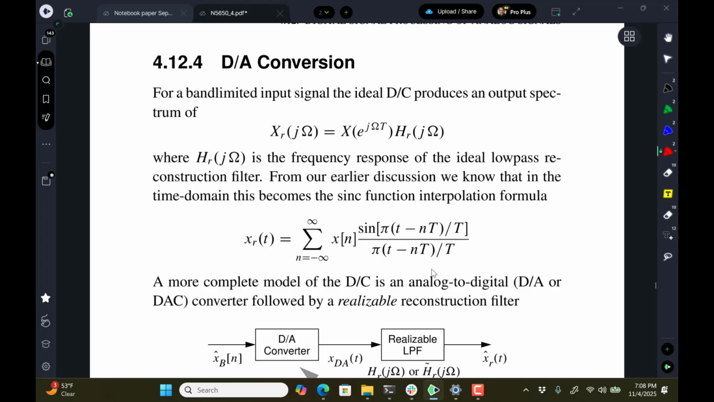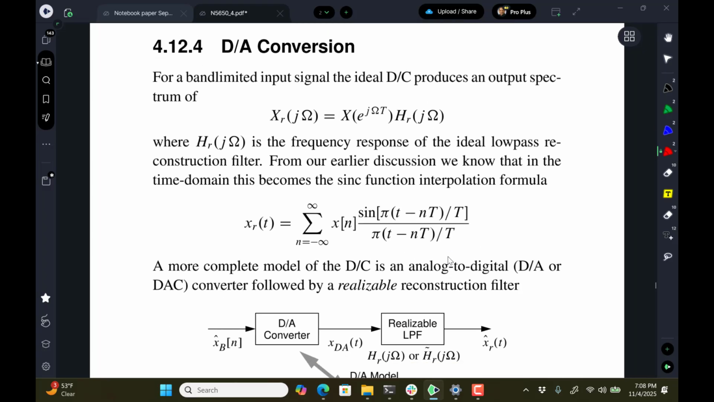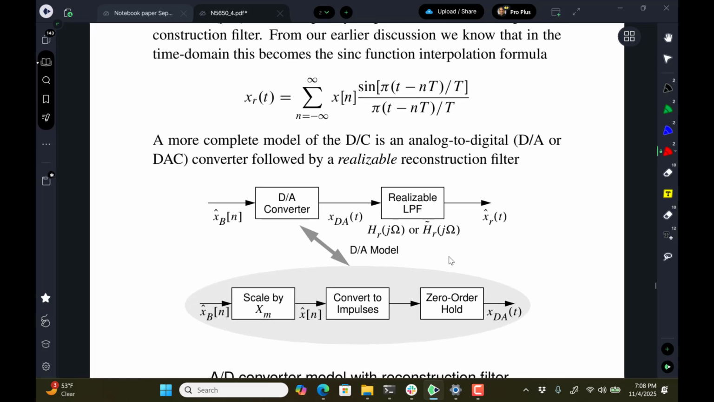Okay, so on the D to A converter side, following our signal processing, we have a D to A converter, and we have a low-pass reconstruction filter. What the book has in it says we have a scale when we come out of our digital samples. At the bit level, we're going to scale it by X max to get back to our D to A dynamic range, convert to impulses, and then zero order hold the output.